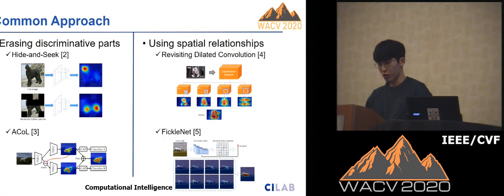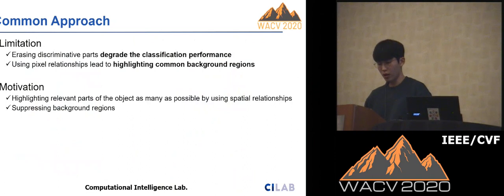There are two directions to solve this problem. First, they erase some parts and find other parts of the objects. Second, they find relative parts to the most discriminative parts. But they also have some limitations, like highlighting background and classification degradation.